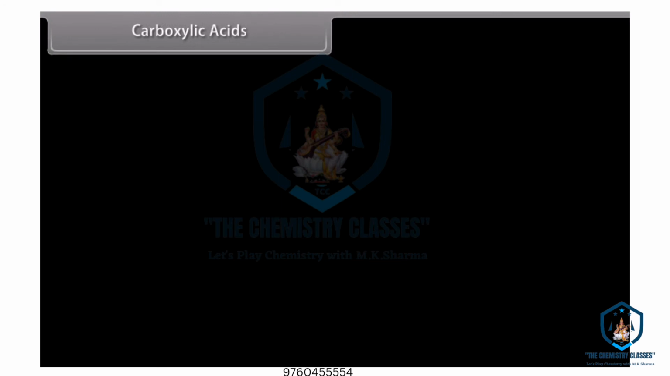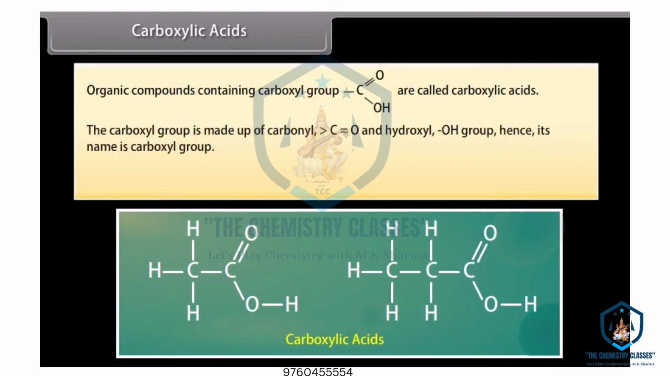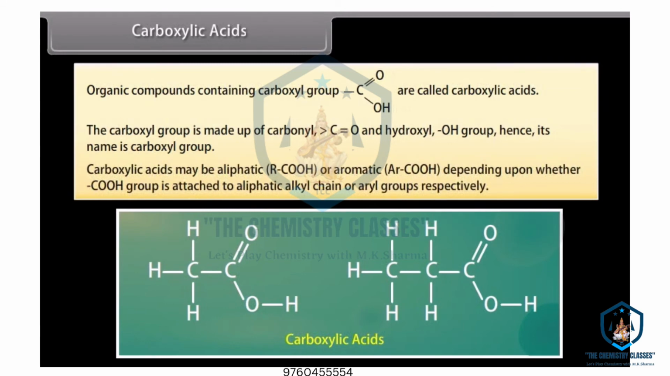Carboxylic acids. Organic compounds containing the carboxyl group are called carboxylic acids. The carboxyl group is made up of a carbonyl and a hydroxyl group, hence its name is carboxyl group. Carboxylic acids may be aliphatic or aromatic, depending upon whether the carboxyl group is attached to an aliphatic alkyl chain or aryl groups respectively.